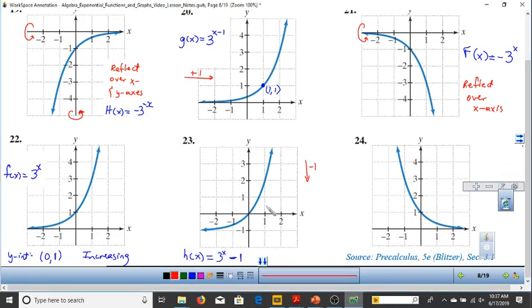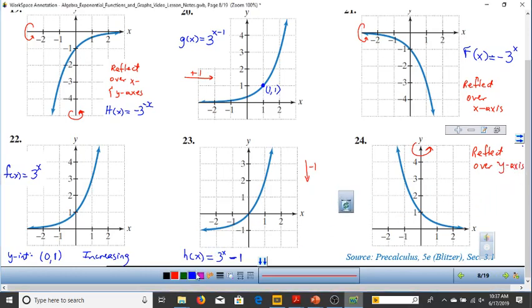Reflect it over the y-axis. That's a horizontal motion. So if it's a horizontal change, we're adjusting what? We're adjusting the x's, which is in the exponent. So my new equation will become, well, 3 to the negative x, yeah?